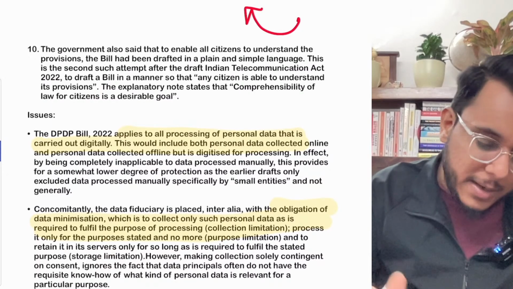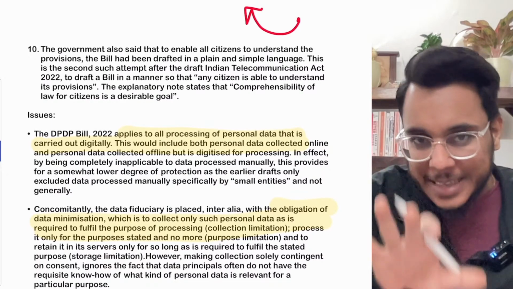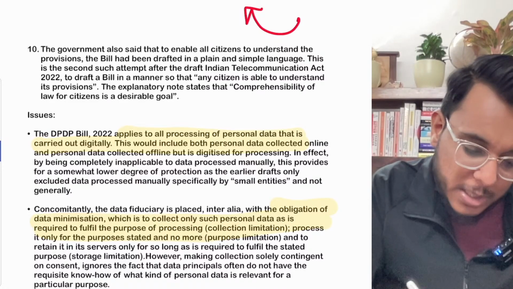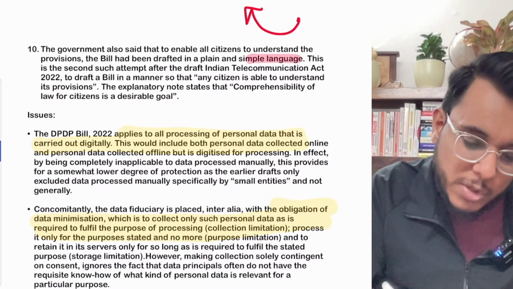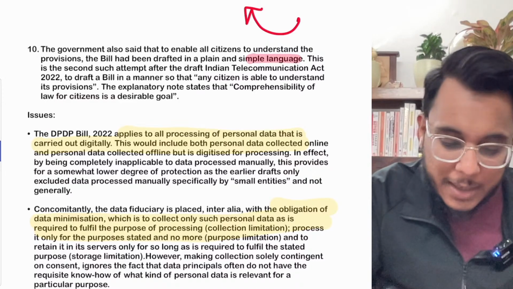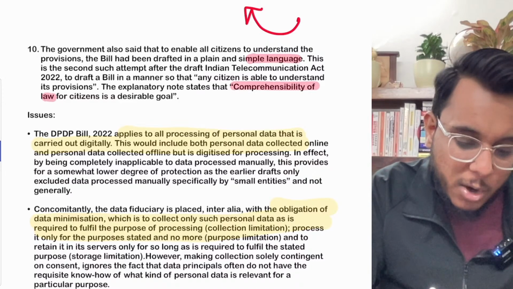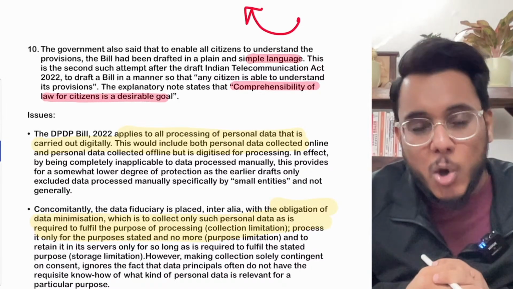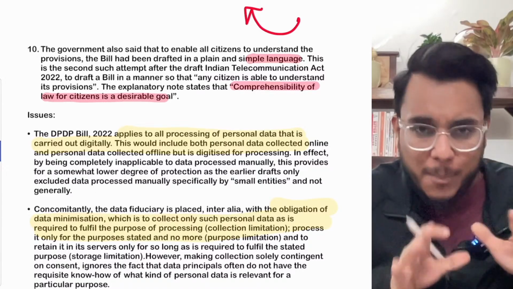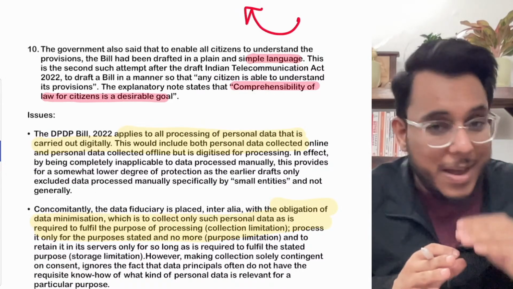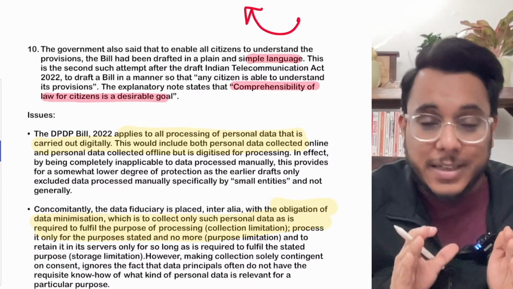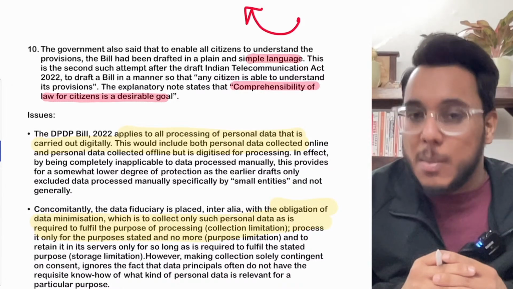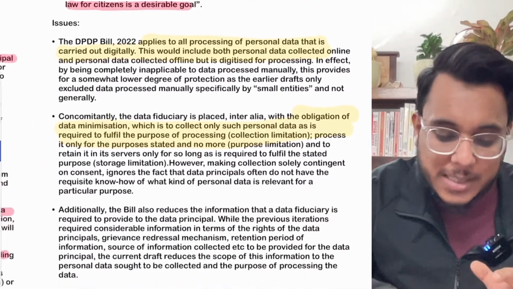Moreover, the government has provided this entire data protection bill in very simple language, and is moving forward with the goal that comprehensibility of law for citizens is a desirable goal. Earlier, laws were presented in legal language, but now the government has presented the law in very simple language. Even the earlier draft Telecommunication Bill that came was also brought in very plain language. So this is something the government has come out with.